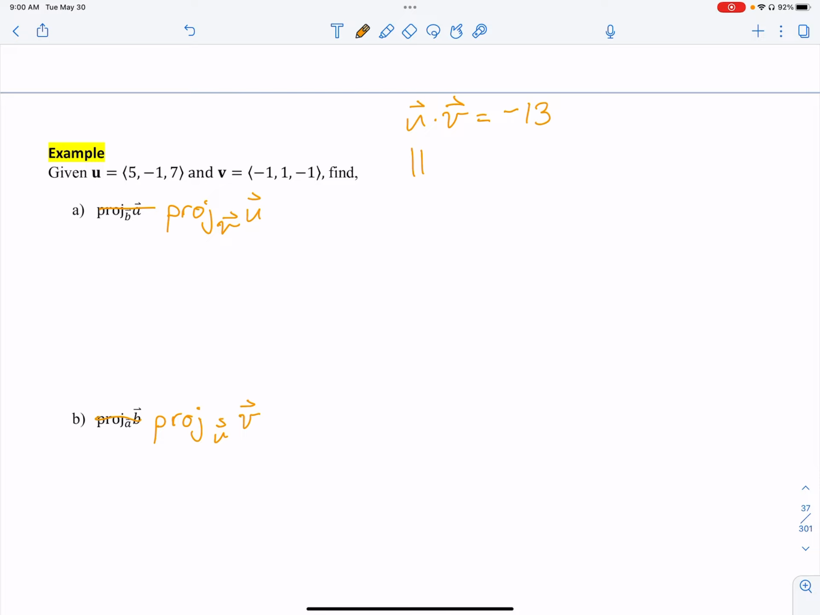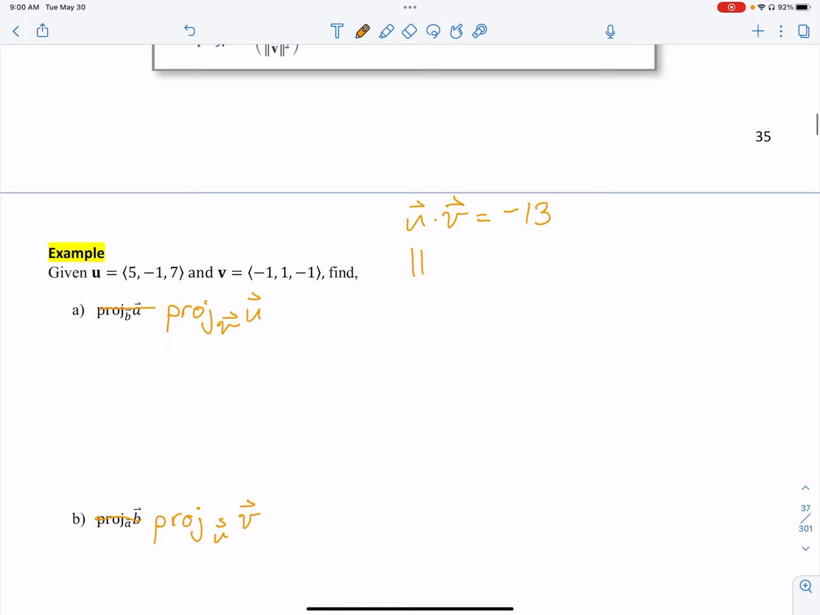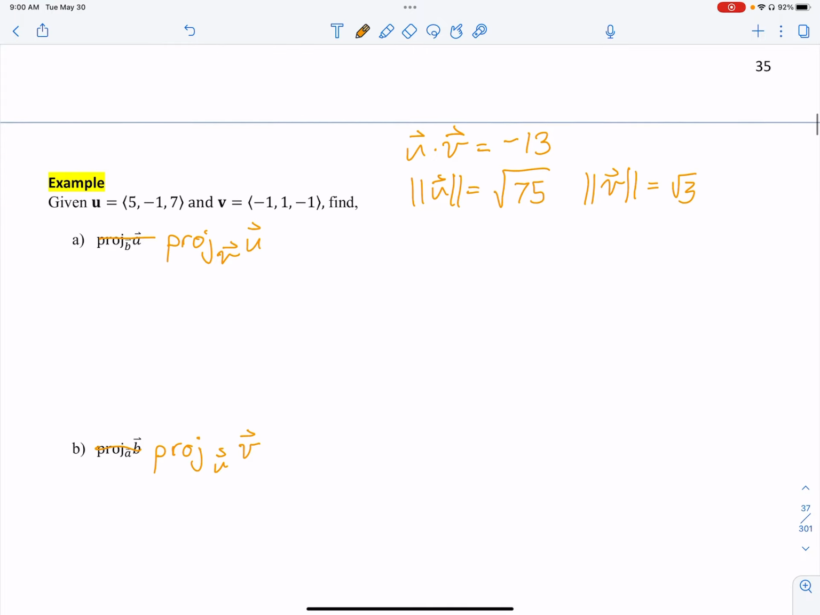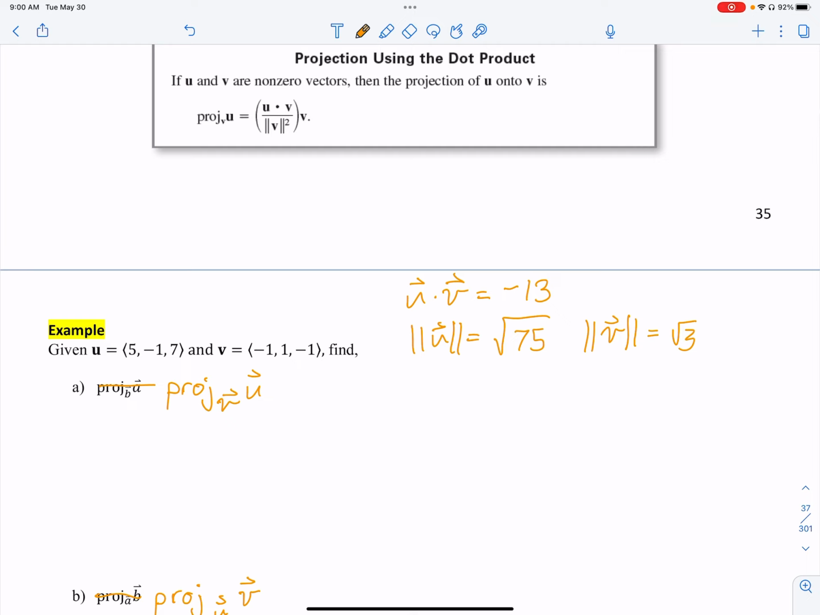All right, so I need the magnitude of both of them. The magnitude of U is the square root of the squares of each one. So 25, we did this one earlier, 75. The magnitude of V is going to be the square root of 3. Okay, so I just used the formula now. So the projection is equal to U dot V, which is -13, times the vector V, and then over the magnitude squared of V, which is 3.